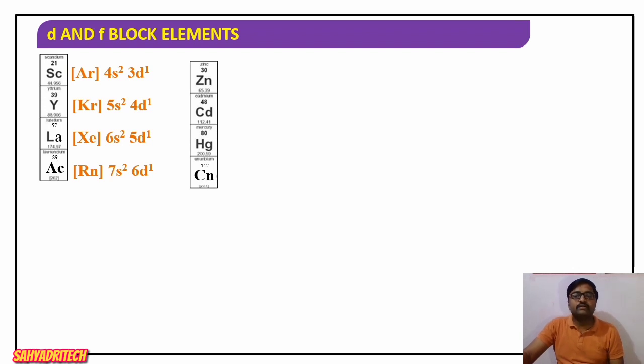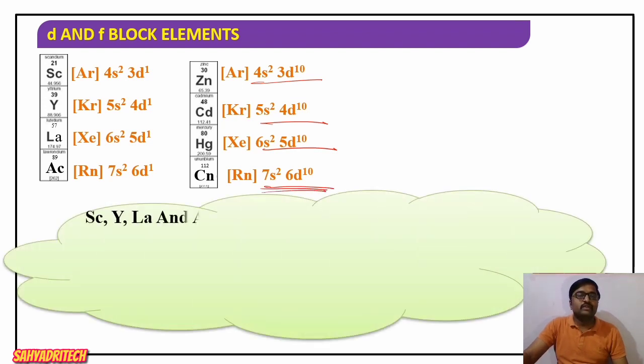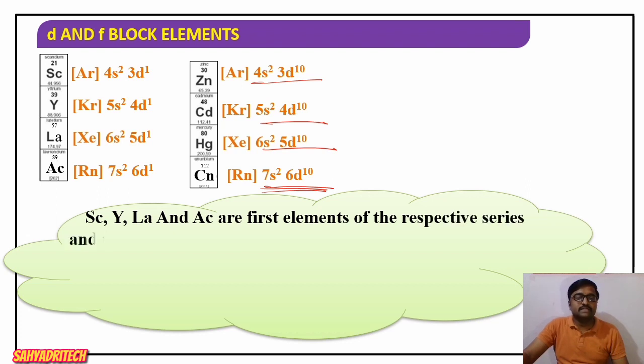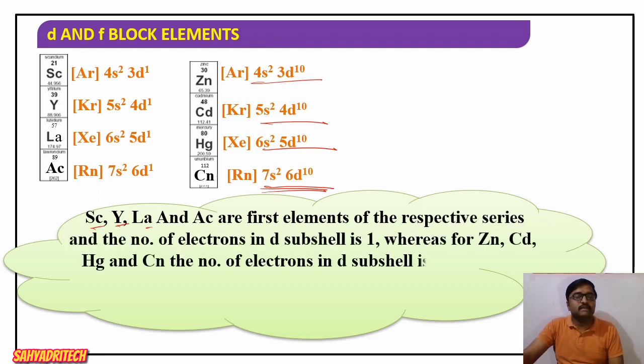Similarly, if you look at the electronic configuration of the ending elements zinc, cadmium, mercury and copernicium: for zinc, argon 4s2 3d10, cadmium 5s2 4d10, mercury xenon 6s2 5d10, and copernicium radon 7s2 6d10.